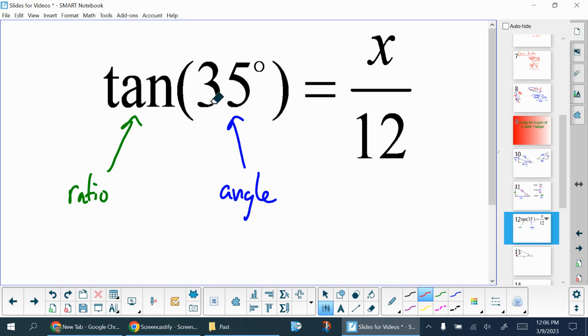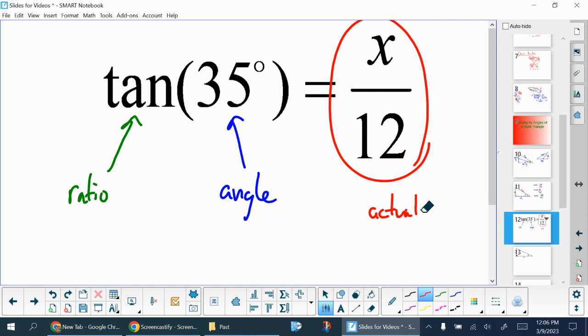So this side on the left is just telling your calculator, hey, I want you to look up the ratio of the opposite to the adjacent for a 35-degree angle. It's telling your calculator what to look up. And then on this side of the proportion, these things here are your actual ratio in the triangle. So it really is just a proportion. We're looking up the ratio of a 35-degree angle for a reference triangle, and comparing it to the ratio of our sides in the actual triangle we have.